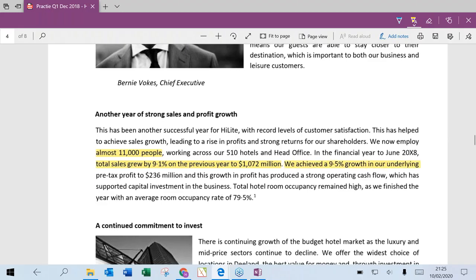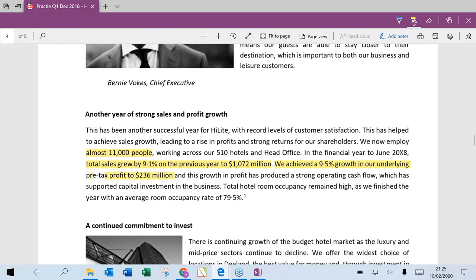Okay, some numbers. And this growth in profit has produced a strong operating cash flow, which has supported capital investment in the business. The total hotel room occupancy remains high, and we finished the year with an average room occupancy of 79.5%. All right, so I just highlighted some numbers. Being finance guys, I like numbers. I'm sure you do as well.